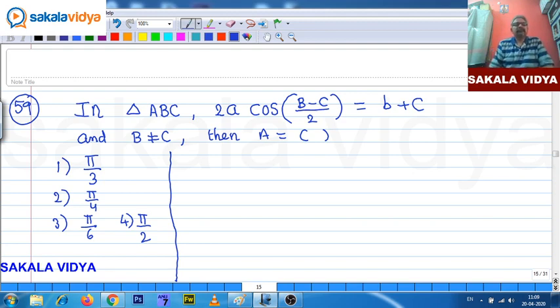So now, in triangle ABC, 2a cos of (b minus c) by 2 equals b plus c, and b does not equal c given, then angle A you need to find out.